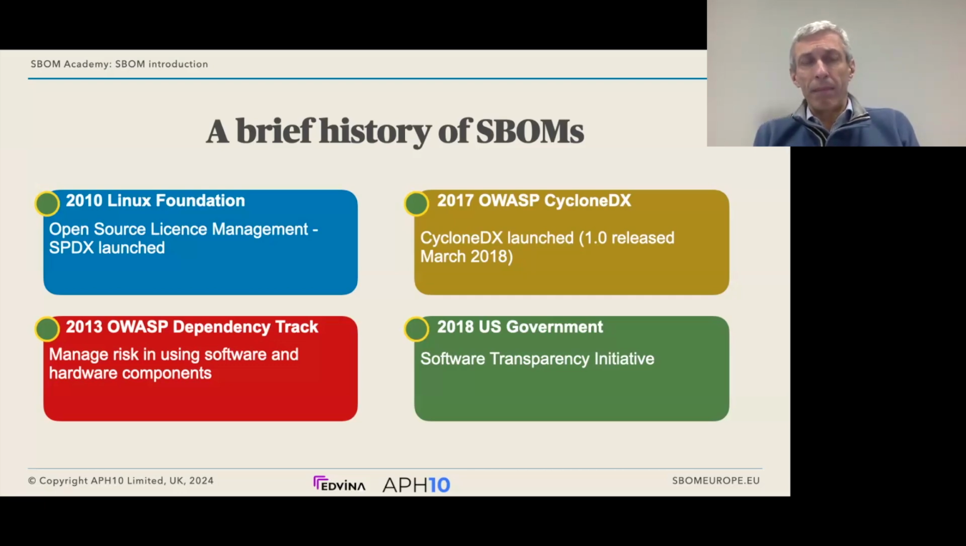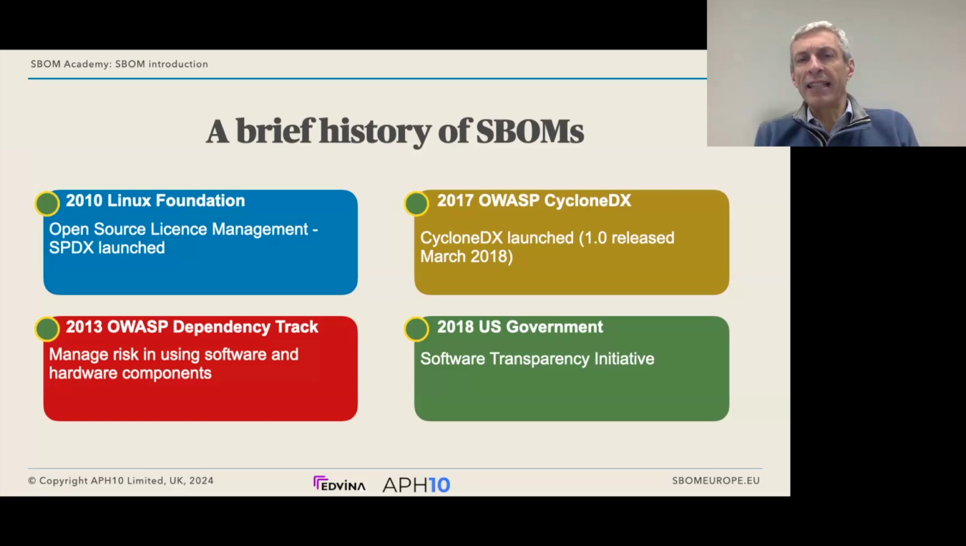In 2013, a project called the OWASP Dependency-Track in OWASP was addressing a need for managing the risk in how software components, where they were coming from, started to look at the software supply chain. And that ultimately led into 2017 in terms of the launch of the other primary SBOM standard, CycloneDX.